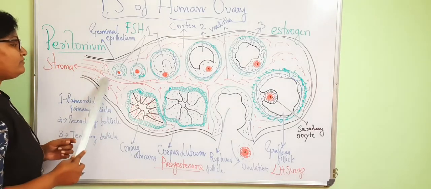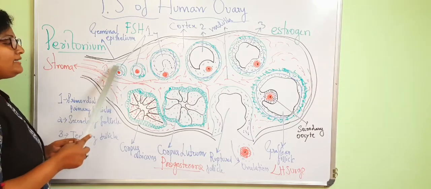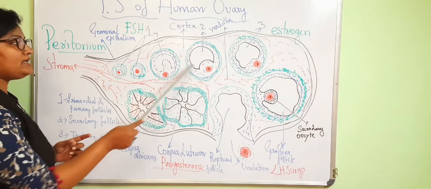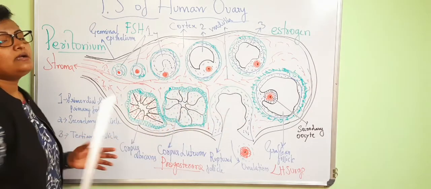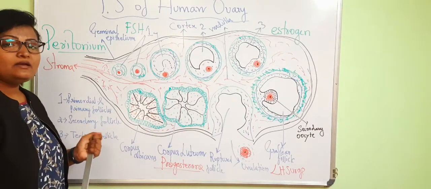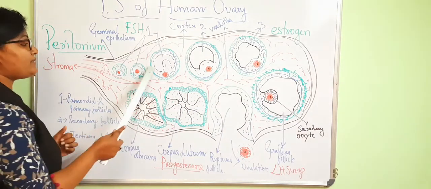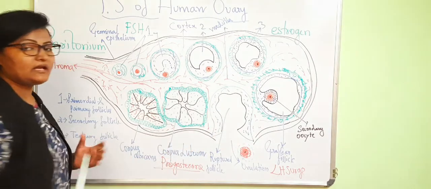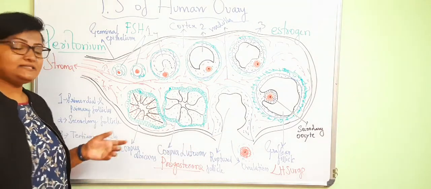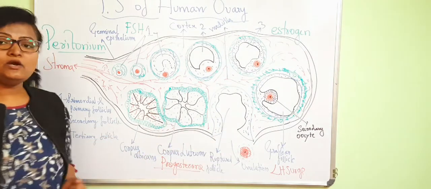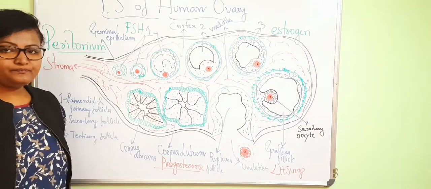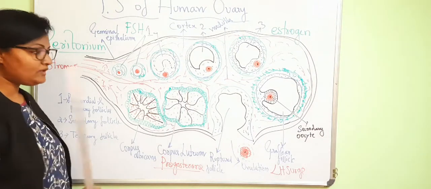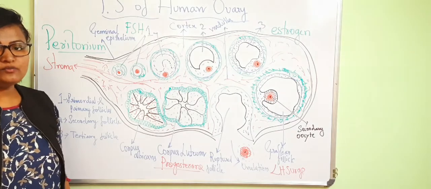Again, there may be a few gonial cells here. Again, they convert into primordial, primary, secondary, tertiary, Graafian. So for each month, one primary follicle produces one Graafian follicle, which releases one secondary oocyte every month. So this is the structure of TS of human ovary.